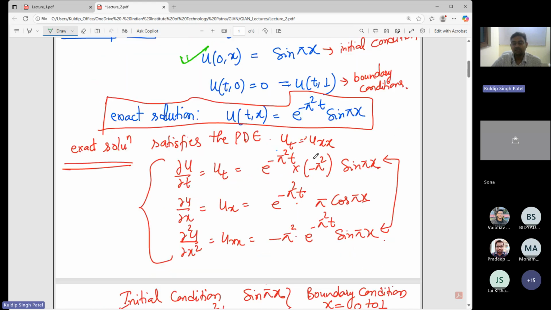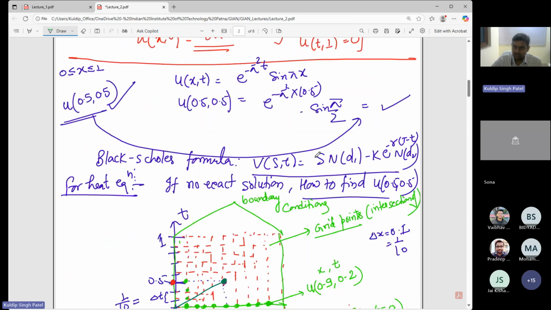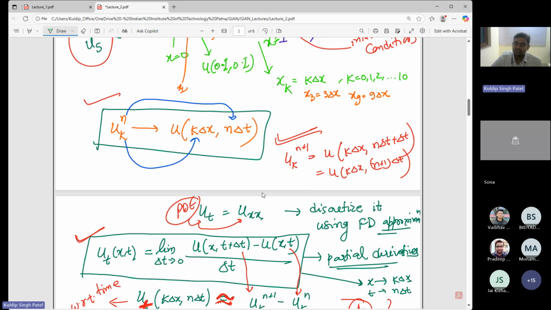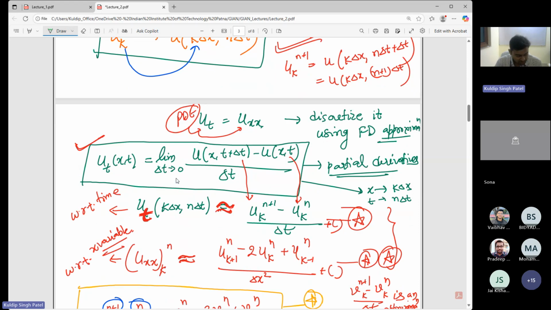So we understood the PD first. We understood what is meant by initial and boundary conditions. We understood a 10 by 10 grid; I took a large grid just to explain to you. And then I said you take the discrete version of your random variable, because on a computer you cannot do it continuously. You have to be discrete.